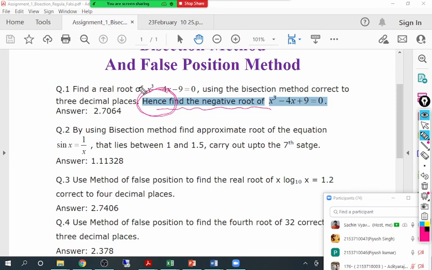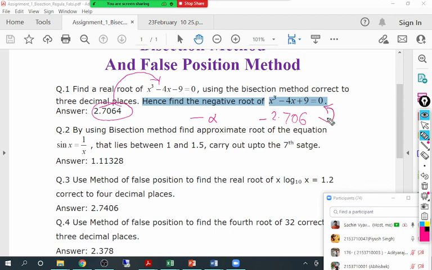Okay. So when we said this alpha is the root of this f(x), minus alpha, that is minus 2.706, will be the root of this equation. That is the direct answer. It is a one line answer. Yes. Okay, sir. We got it. Thank you.